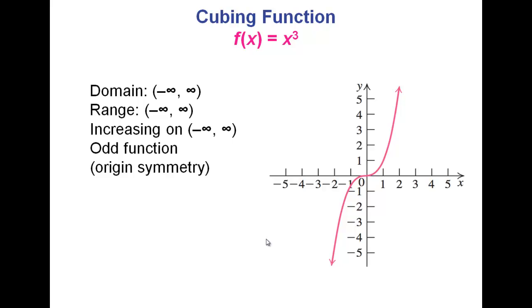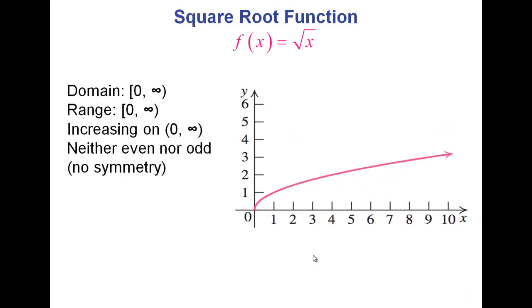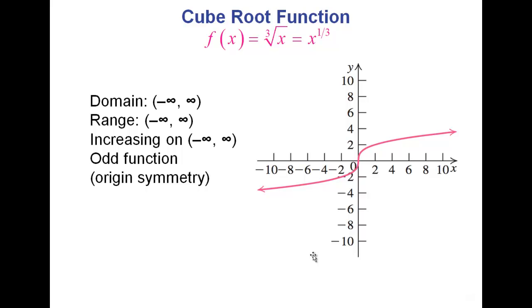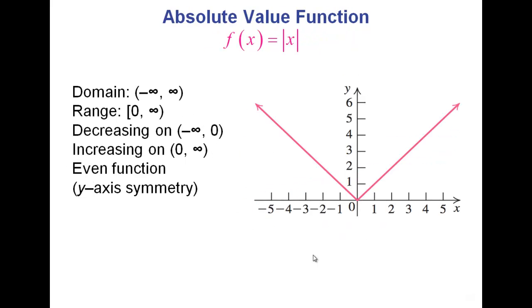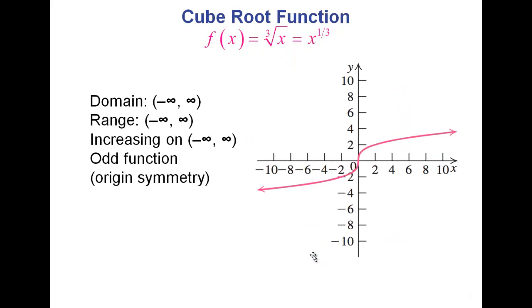x cubed looks like that, the cubing function, or the odd powered, right? And then x to the fifth, x to the seventh, they're all going to look basically this same shape. The absolute value function, recognize it as the v. The square root function looks like half of a parabola on its side. And then the cube root function looks just like the cubed function, but flipped, right, on its side. See?